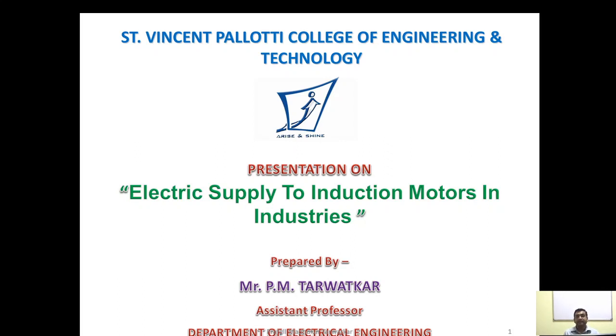As I said earlier, all units are divided into part A and part B. So this unit is also divided into two parts, wherein part A of unit 3 deals with electric supply to induction motors in industries, and part B deals with power factor correction.